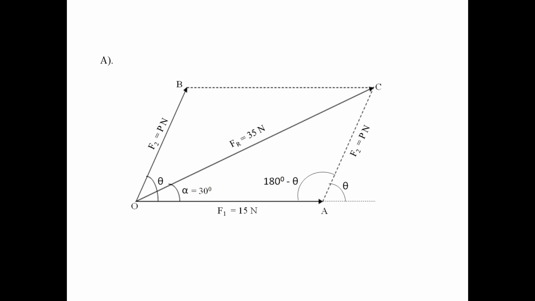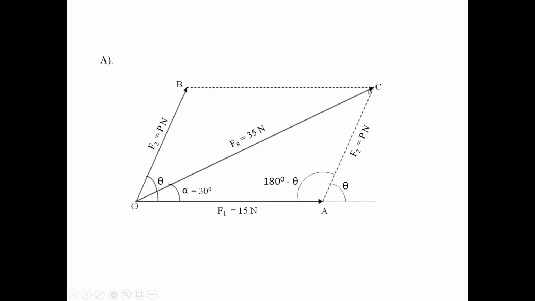Take the force F1 as the side OA of the parallelogram, and force F2 as the side OB. F1 is 15 Newton, F2 is P Newton. OC is the resultant force of F1 and F2, Fr, 35 Newton. So in this parallelogram, OA is the force F1, 15 Newton, OB is the force F2, P Newton, and OC is the diagonal, the resultant force, 35 Newton.